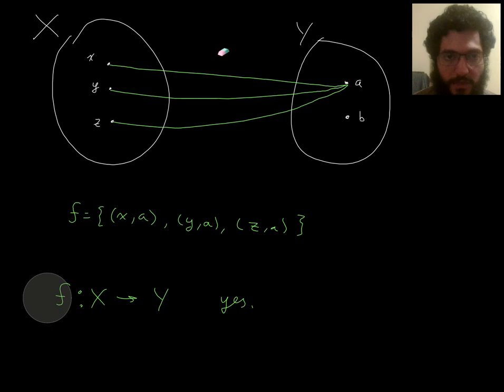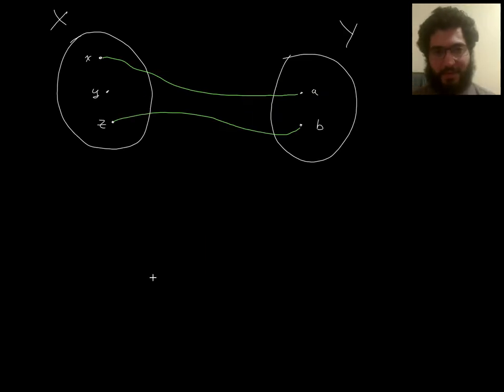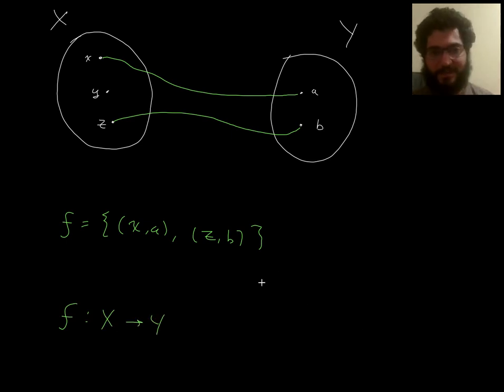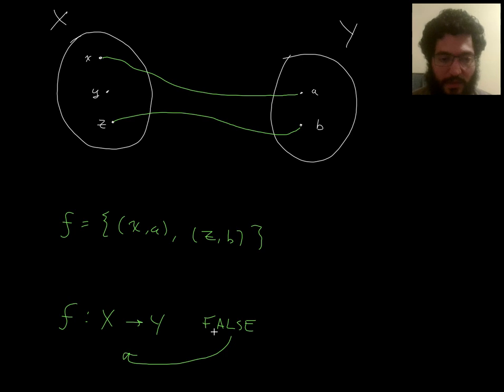Okay, new question. Or actually, new question for a new example. Okay, here's the example. So first try to write what set of pairs f represents. And here it is. We've got xa and zb. And then, do you think that f maps x to y? So what do you think about this? And my answer is no, this is actually false. And why is it false?